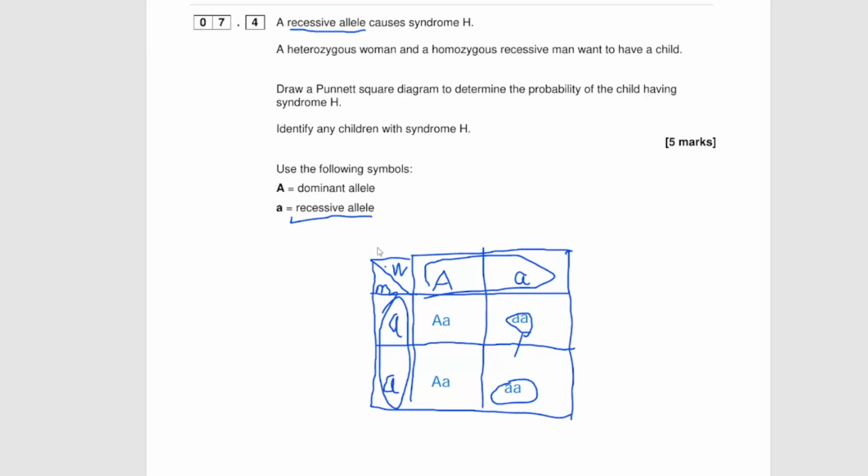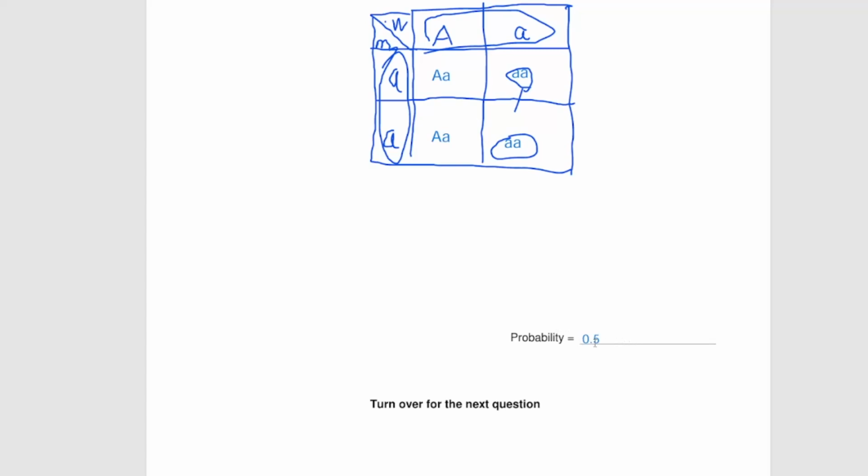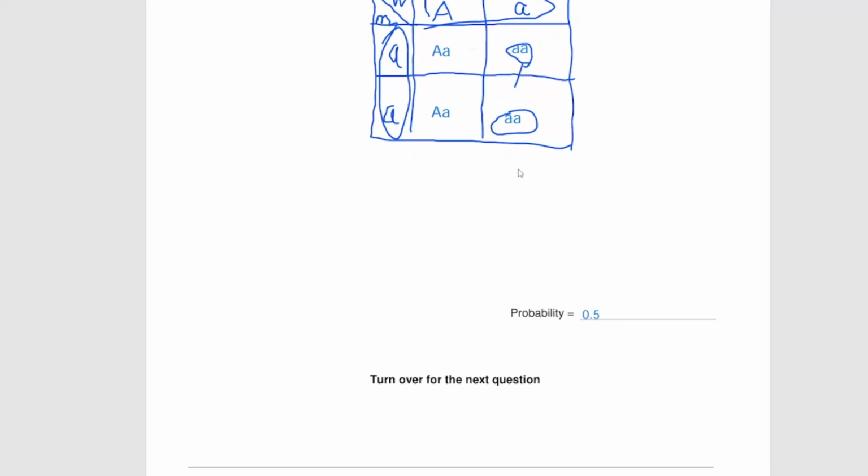Because it's caused by a recessive allele, both alleles need to be recessive for them to have the syndrome, which means double little a has Syndrome H, and as you can see, I've identified them by circling them. And we're asked to calculate the probability, which is 0.5, because 2 out of 4 of the possible combinations have Syndrome H.